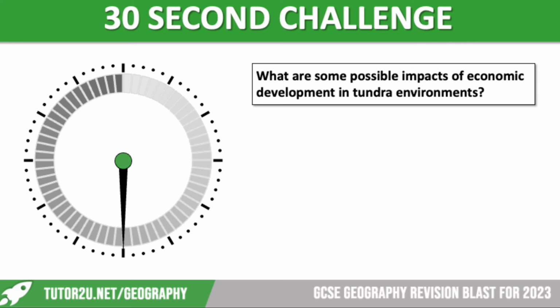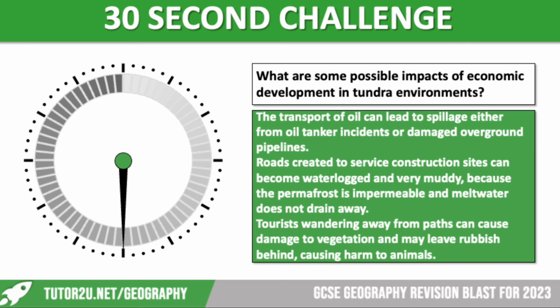Let's have a look at what you could have written. So we've got the transport of oil can lead to spillage either from oil tanker incidents or damaged overground pipelines. We've got roads created to service construction sites can become waterlogged and very muddy because the permafrost is impermeable and meltwater doesn't drain away. And we've got tourists wandering away from paths can cause damage to vegetation, and they might leave rubbish behind, causing harm to animals.